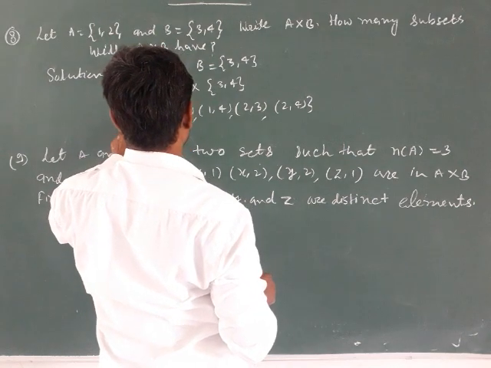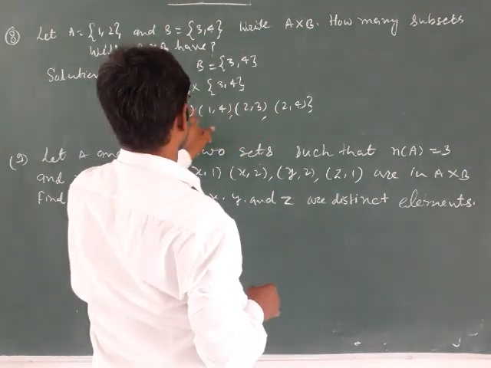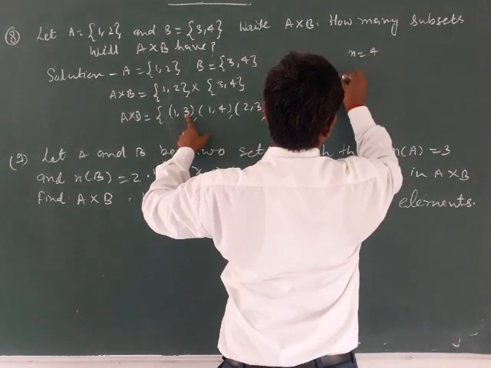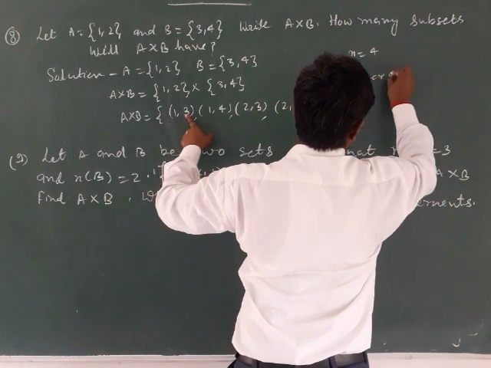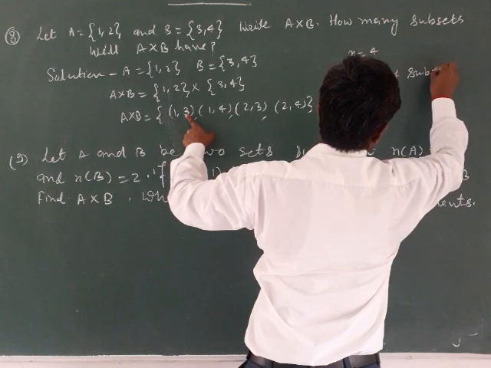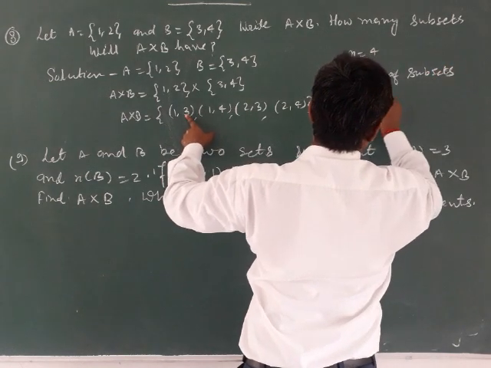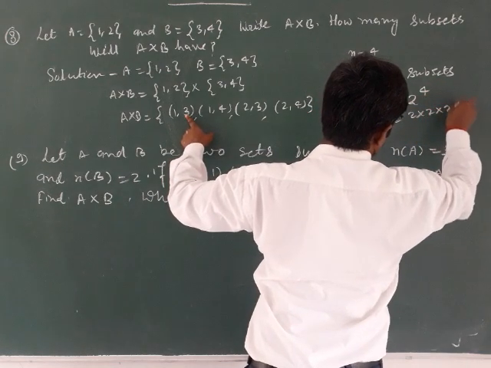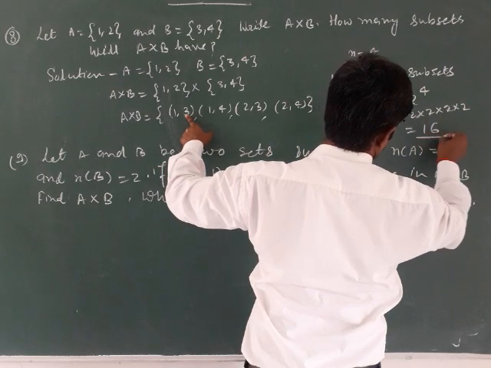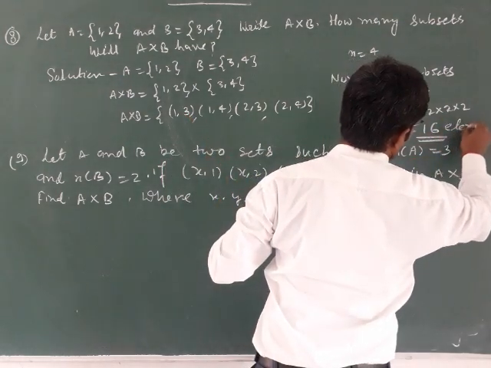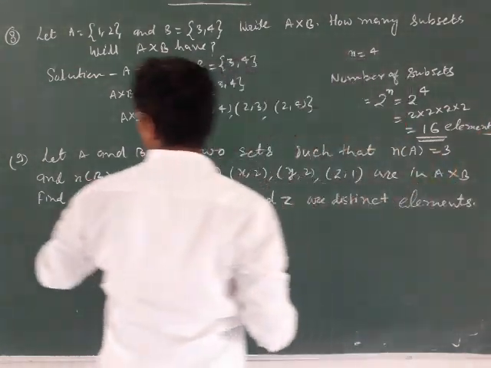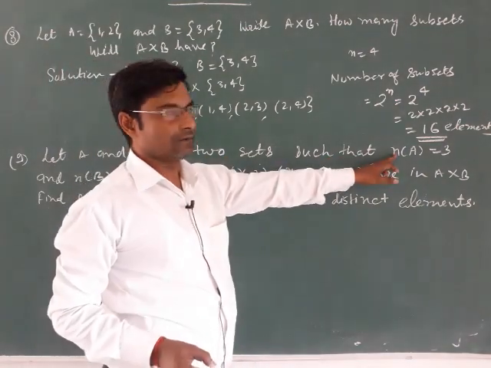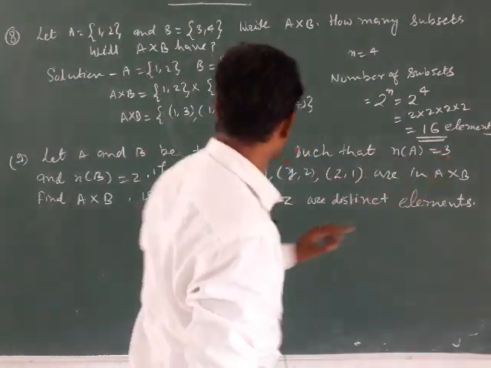The number of elements in A cross B is 4, so n is equal to 4. The number of subsets is equal to 2 to the power n, 2 to the power 4. This is 2 into 2 into 2 into 2, which is 16. So the answer is 16 subsets.